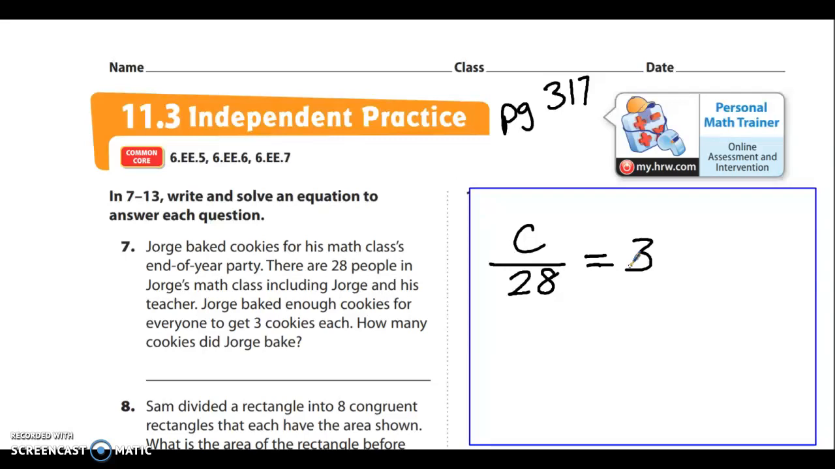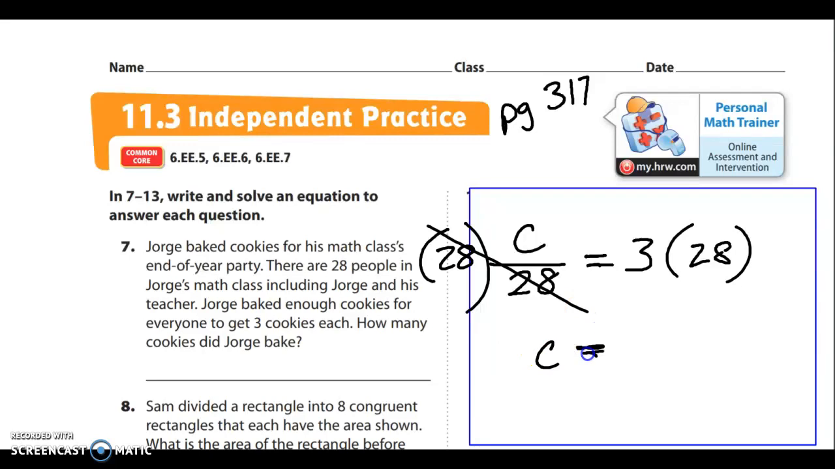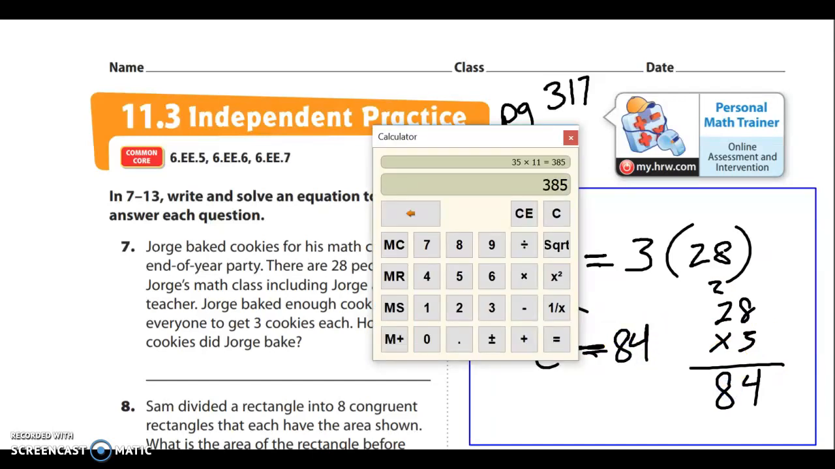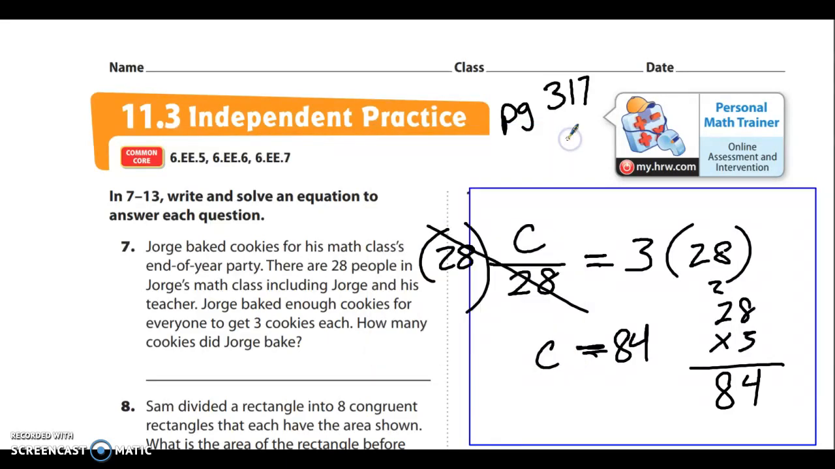Now how do we solve this? How do we solve division equations? We multiply. I'm going to multiply by 28. If you multiply 28 by 3, this side of the equation looks kind of silly, but those cancel and all that's left is C equals. And 3 times 28 is, 3 times 8 is 24. 3 times 2 is 6, plus 2 is 8, it's 84. I could check that if I wanted to. If I took 84 cookies and divided them by 28 people, everyone would get 3.